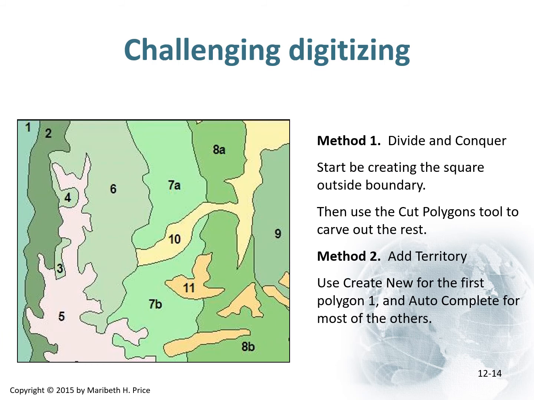They use two basic techniques: divide and conquer. Start by creating a square outside boundary and then use the cut polygon tool to basically carve out one polygon at a time, building off of an existing polygon. That way you don't have any gaps and overlaps and all your boundaries are coincident. The next method is the add territory method. You use it to create new for the first polygon and then you autocomplete for most of the rest. It's still basically the same kind of scenario.